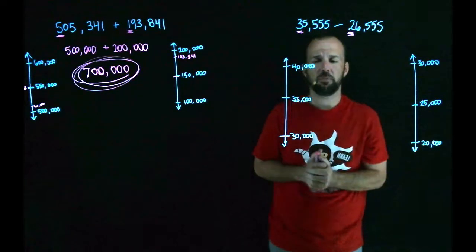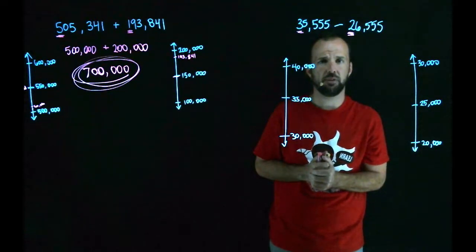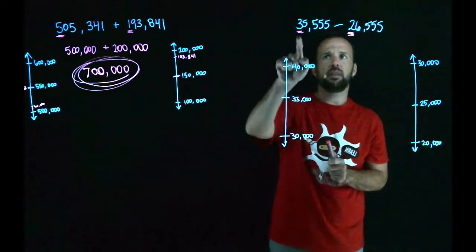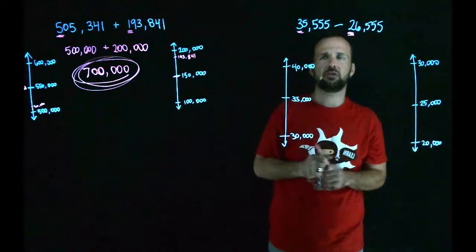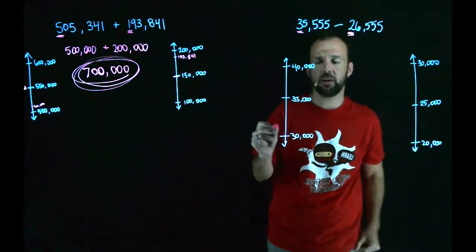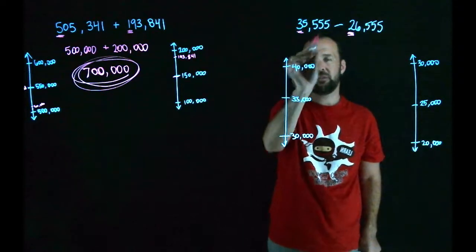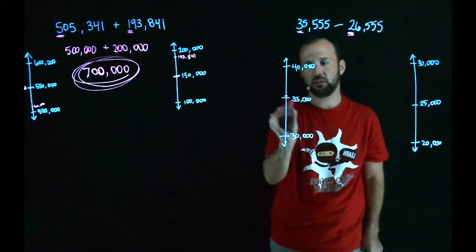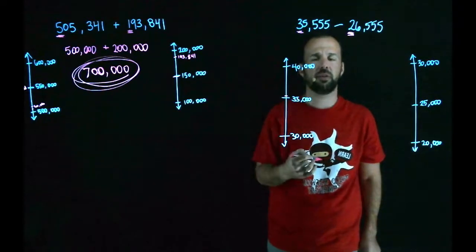And my midpoint would be at 35,000, right? So we're good to go on this one. So let's see where this number is going to fall. And actually, it's going to fall pretty close to our midway point, to our halfway point there. Because 35,555 would be like, I don't know, right about in there somewhere, just over 35,000.